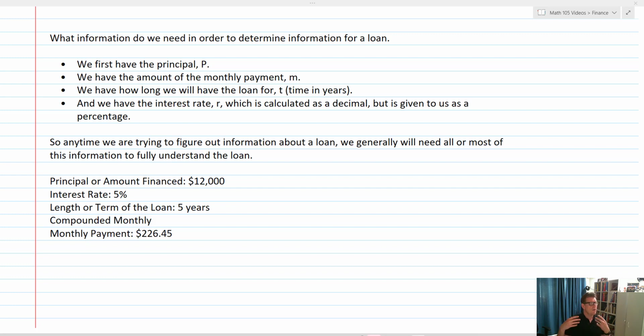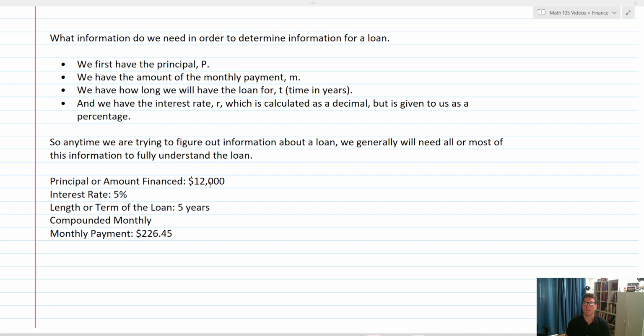So for example, we might get this kind of information here, right? We'll get the principal, the amount financed, say $12,000. The interest rate, 5%. The length or term of the loan, which might be, for example, 5 years, compounded monthly, and then maybe a monthly payment of $226.45. We might also want to know how much interest we will pay over the entire length of the loan, and how much money we're going to have to pay fully to the bank, which will be different from the principal. It'll be our principal plus the interest, okay?